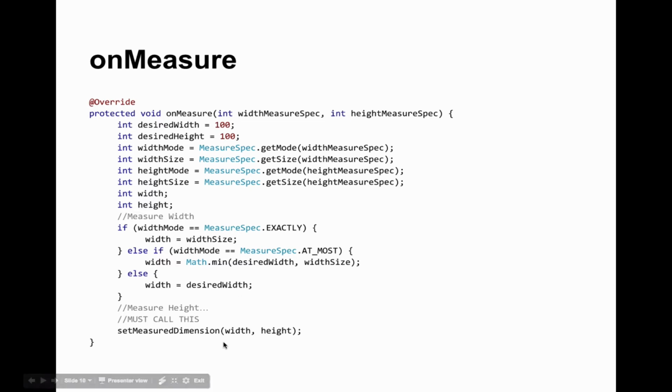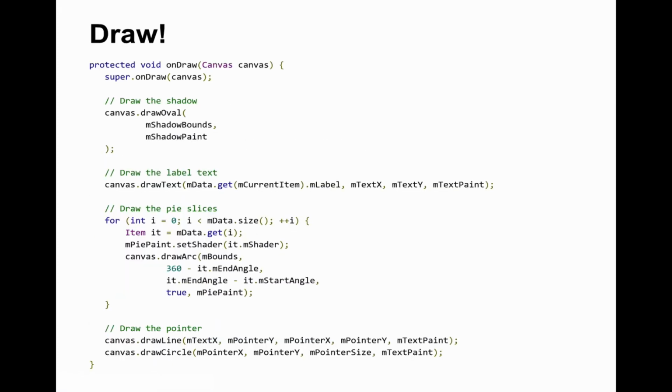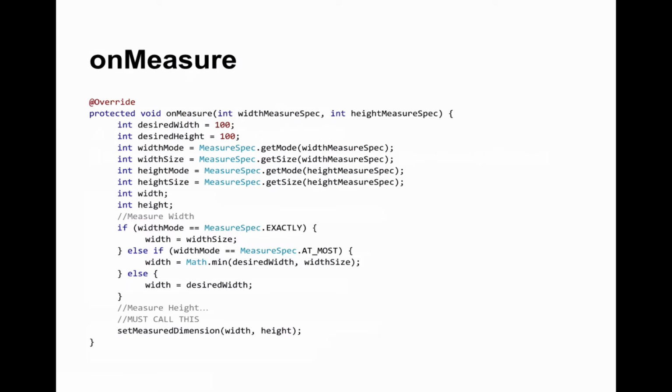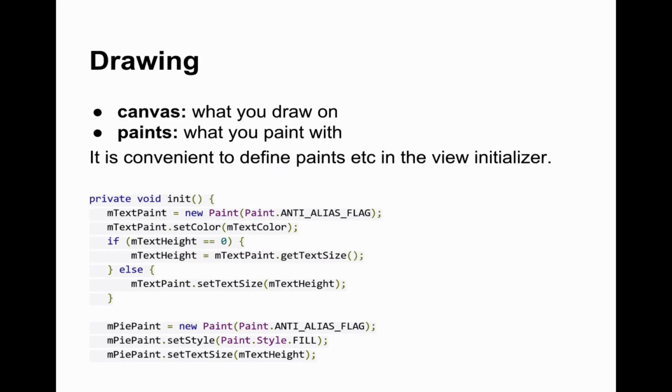And then you call set measured dimension with width and height. So this is fundamental. If you don't set the measured dimension, I think you get an exception. I'm not quite sure. I don't know if otherwise you get some default, but clearly you don't get what you hope you would be getting.